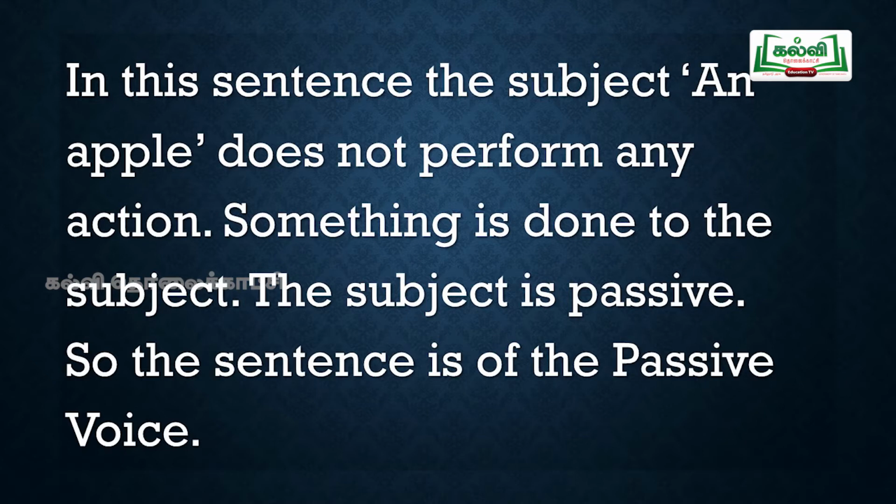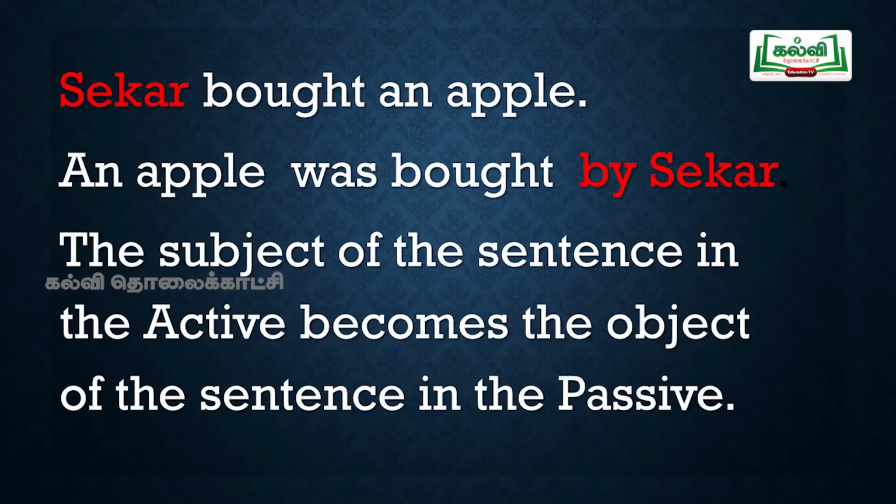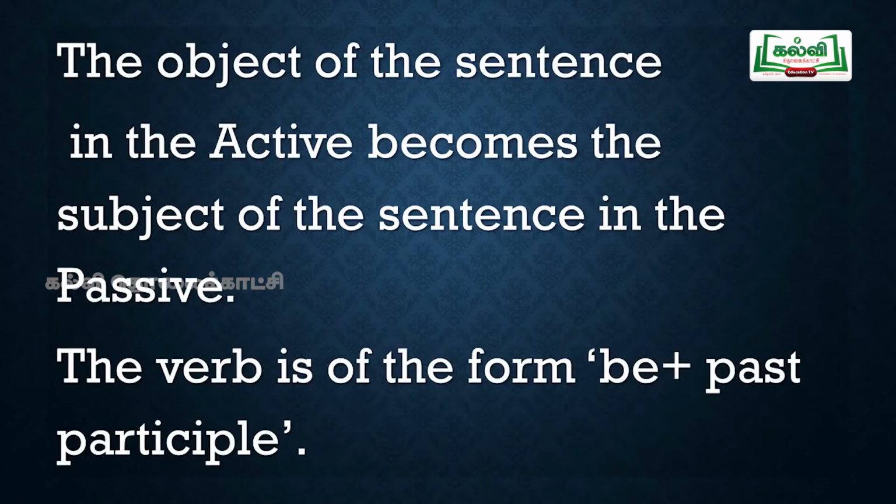Once again, read the sentences. Sekar bought an apple. An apple was bought by Sekar. You know that the first sentence is of the active voice. What is the subject in the first sentence? Sekar. Now look at the second sentence, by Sekar. So the subject of the sentence in the active voice becomes the object of the sentence in the passive.